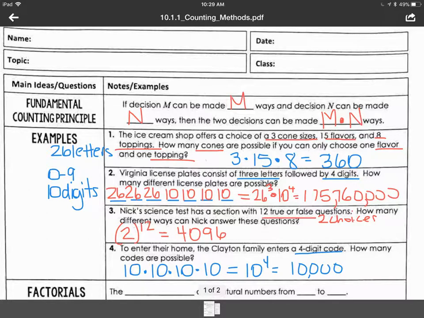Okay, so that ends the video for the fundamental counting principle. If you have questions, ask in class.